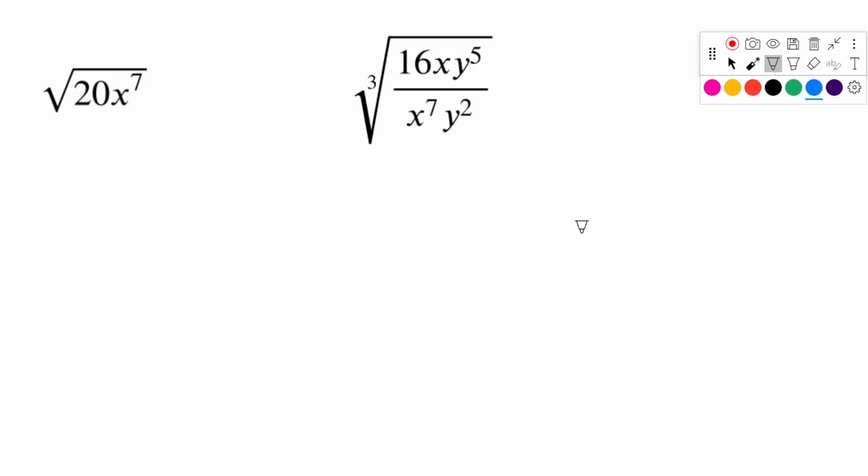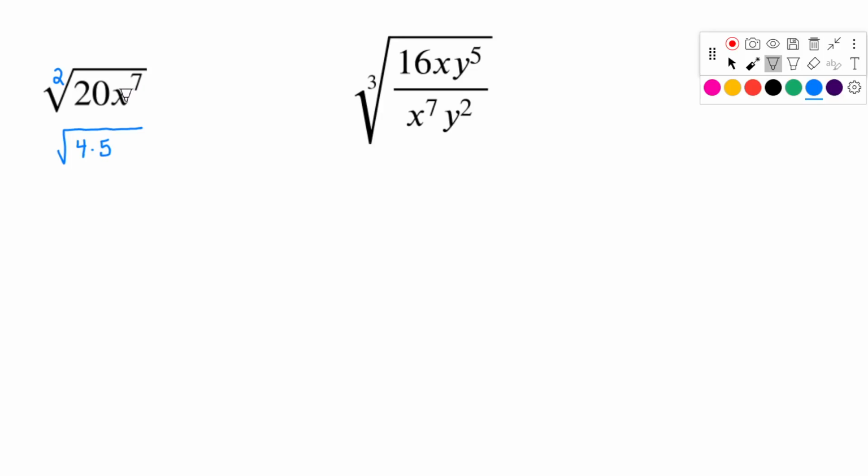Here we're combining some of our exponents with the numerical coefficients. It's the same process. So in this first example, we have a square root. Keep in mind that that index is a 2 when you don't see one there. So I'm going to break down 20 as 4 times 5.